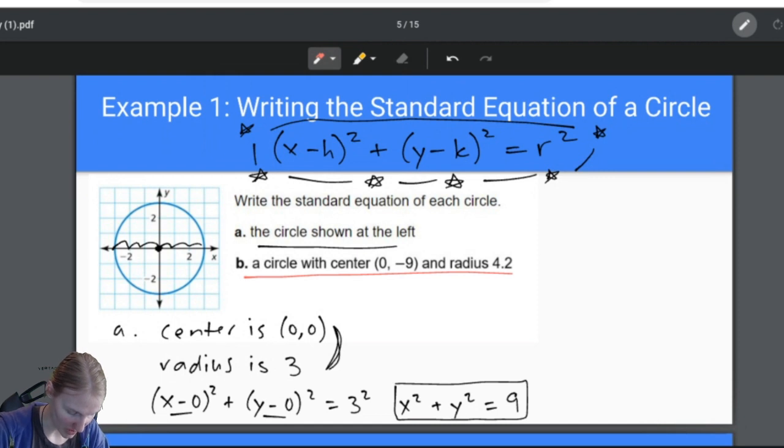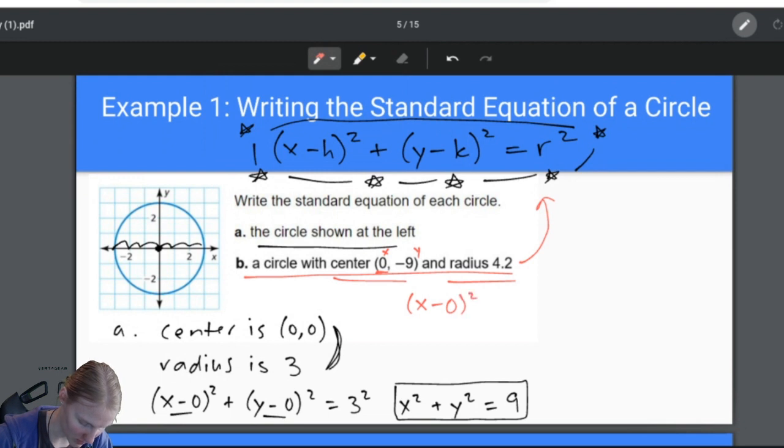A circle with center (0, -9) and radius 4.2. Hey, isn't that nice? They gave us the center and the radius. They did all the heavy lifting for us. So now all I have to do is take this information and shove it in there. x minus 0, remember, because this is x and this is y. So (x minus 0) squared plus (y minus -9) squared equals radius 4.2 squared.